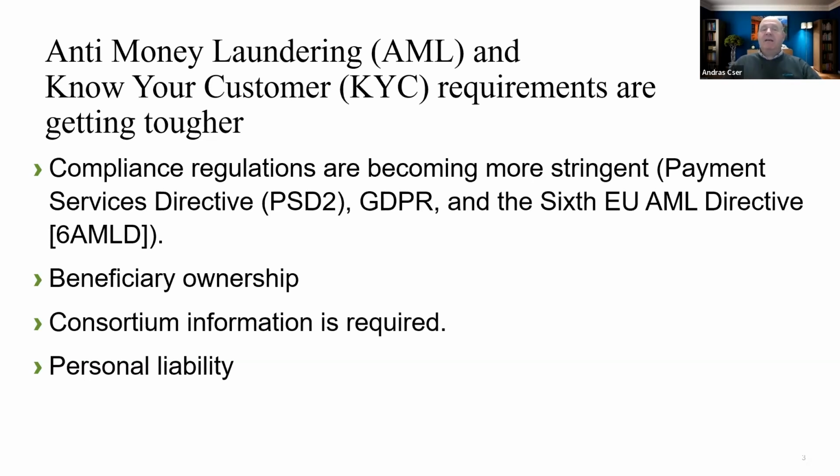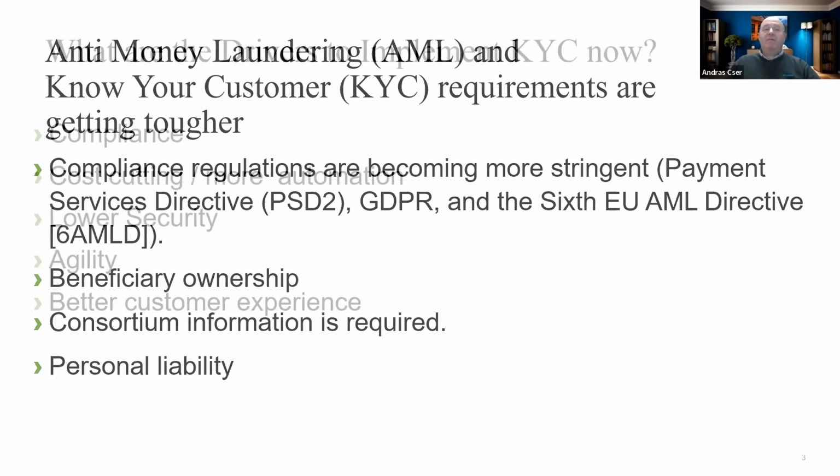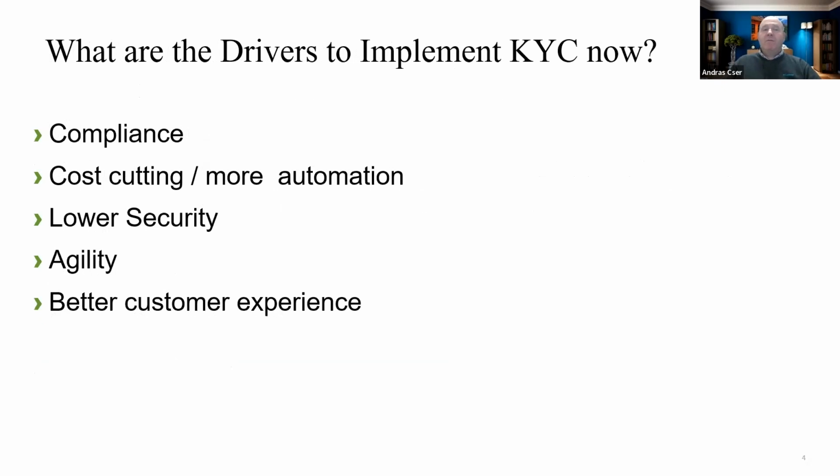And then the personal liability, the motivation, right, for a lot of large financial services organizations is that their CFO, CIO, CEO, CSO, CISO, and chief risk officer can go to jail, right, if they're doing this wrong as well. I think this is a very important thing that is a huge enough motivator for a lot of organizations. So what do we see as being the drivers to implement KYC now?